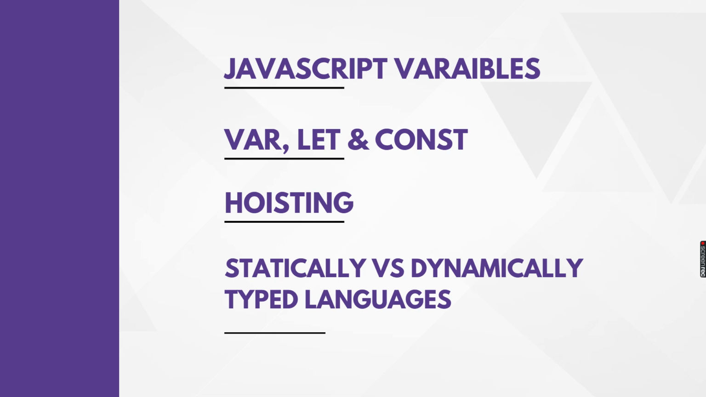Let's see statically versus dynamically typed languages. Statically typed languages means type checking is done at compile time. So types are checked before the program runs, usually at compile time. This means type errors are caught early, often before the code is executed. Whereas dynamically typed languages means types are checked while the program is running. This means type errors can only be detected during execution, not before.